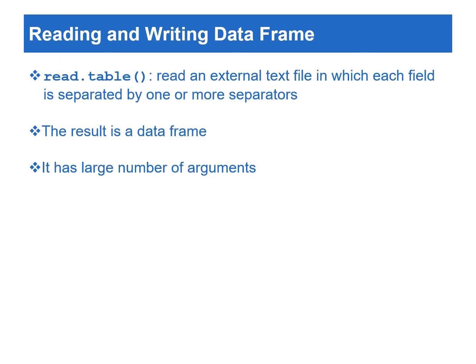Most of the time, a data frame is generated by reading an external text file. We can use the read.table function to read an external text file. The columns in the text file need to be separated by 1 or more separators. The result from the read.table function is a data frame. The read.table function has a large number of arguments that we can use to read a file with different formats. Most of these arguments have default values. We only need to remember a few commonly used arguments.